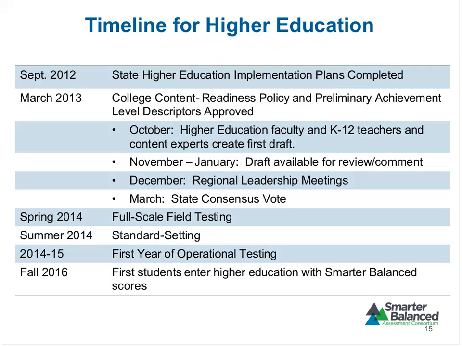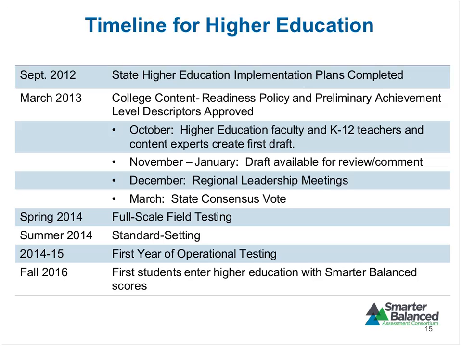So, as I've mentioned to you, this is the development of a college content readiness policy. We've also had higher ed and K-12 collaborating this month on achievement level descriptors. These are text descriptions of the aggregate achievement levels on the assessment. What does it mean if a student is, for example, considered to be at the proficient level? What does that mean in terms of the actual content of the assessment?